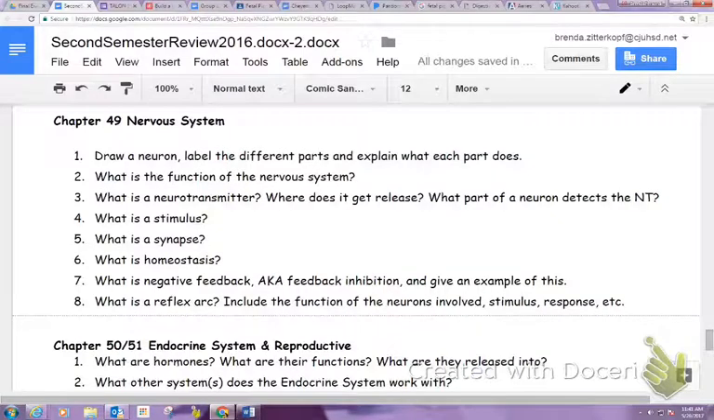Okay, the nervous system. Draw a neuron, label the different parts, and explain what each part does. Okay, so I'll draw a neuron, and I'll just do it on a separate page here for you guys.